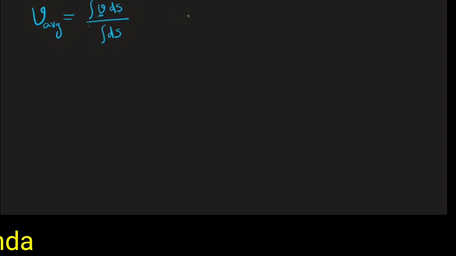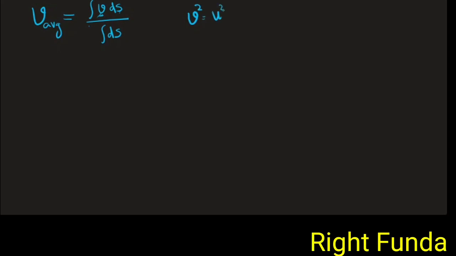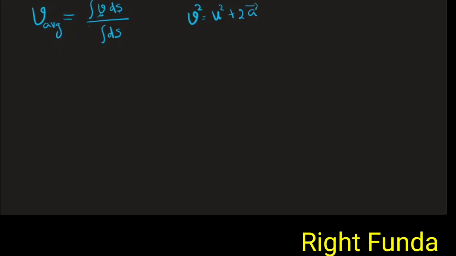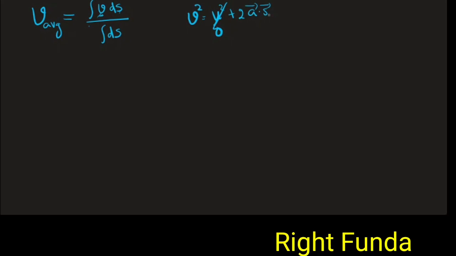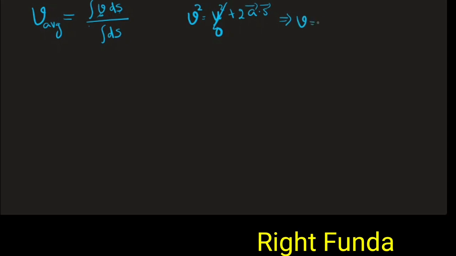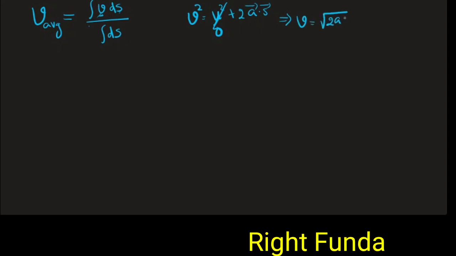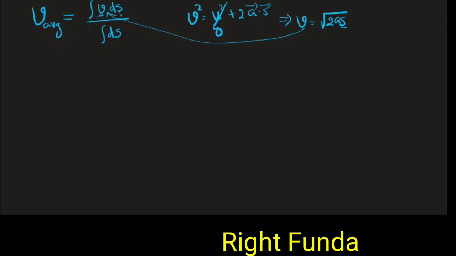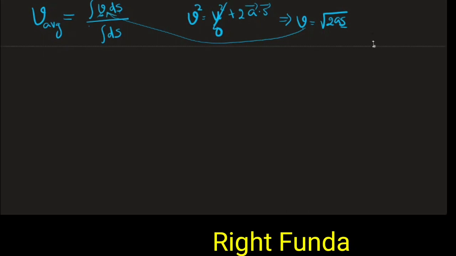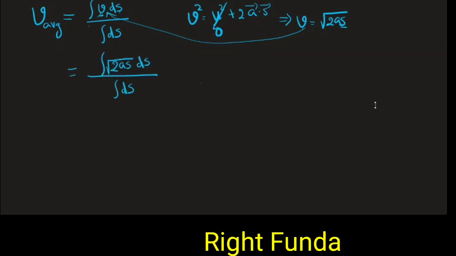If a particle moves with a constant acceleration, we have a formula: v square is equal to u square plus 2a·s. Here u is equal to 0, given the problem, as there is an initial rest and a constant acceleration, so the angle will be 0 degrees. From this I can get v is equal to under root of 2as. So if I take this v as a function of s, as any displacement s is there, and substitute it here, then I'll get the space average velocity.